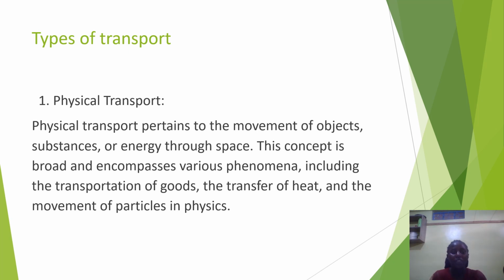Yeah, let's look at these types of transport. The first transport is physical transport. Physical transport pertains to the movement of objects like human beings and animals, and these objects need energy to be transported. That's why we feed our animals, to get energy to transport things.